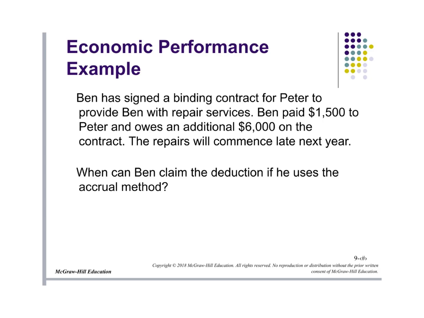All right, and here is our last example in the Chapter 9 PowerPoint. Okay, so we've got Ben again, and Ben has signed a binding contract for Peter to provide Ben with repair services. Okay, so Peter is going to provide Ben with repair services. Ben is paying Peter $1,500. You already paid Peter $1,500, and he owes him an additional $6,000 on the contract. The repairs are going to start late next year. Okay, when can Ben claim the deduction if he uses the accrual method?